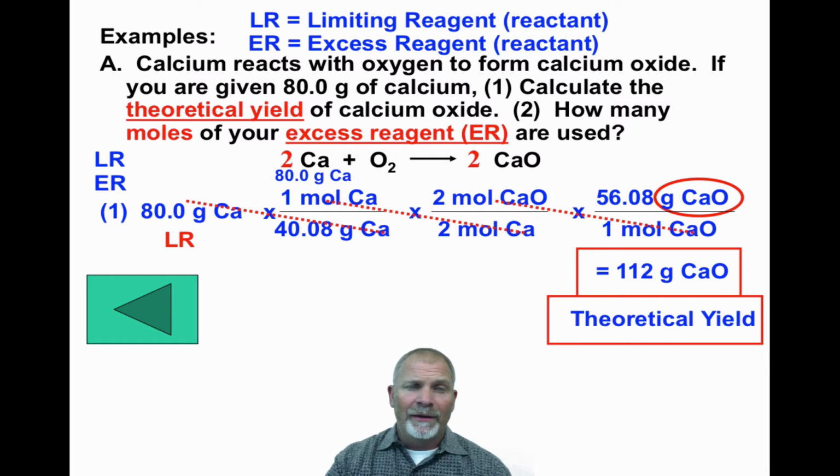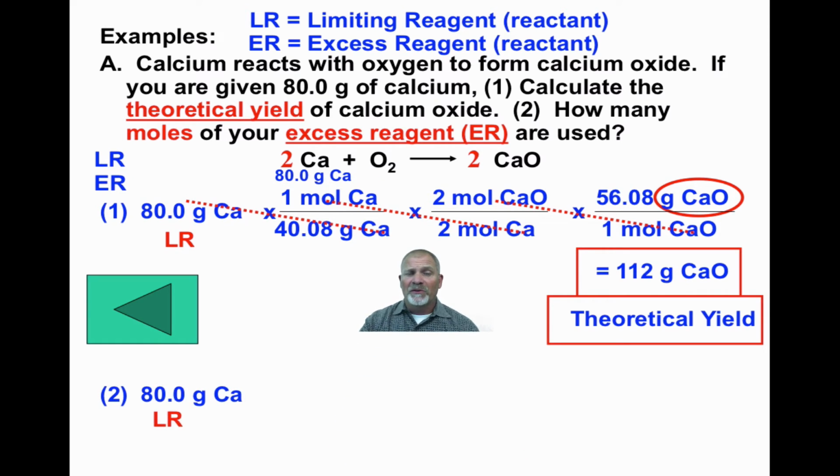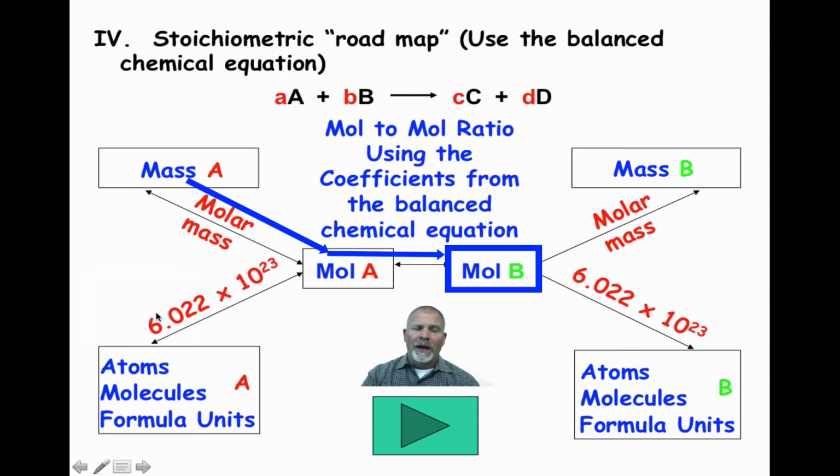That's actually calculated. Now I want to know how much of my excess reagent was actually used. So I want to know how much oxygen was used. To figure that out, again, I start with my limiting reagent. Because once the 80 grams of my calcium runs out, not only did it limit how much calcium oxide I can form, but it also limits how much oxygen I can use. So my first step on the roadmap, I'm going to go from mass to moles of calcium. But now I want to go to moles of oxygen, and I'm done. That's all the problem takes me to.